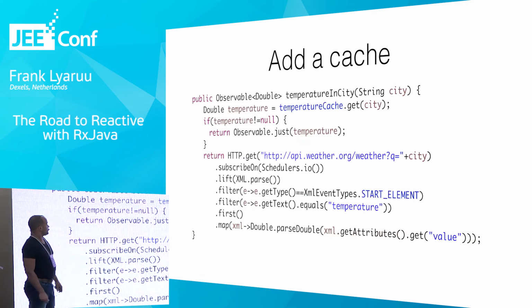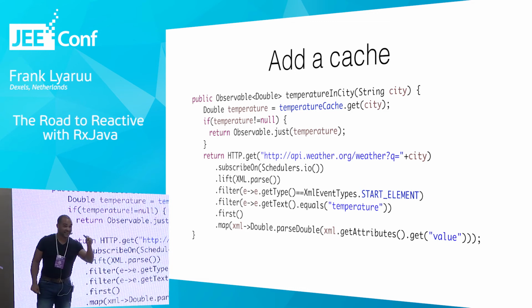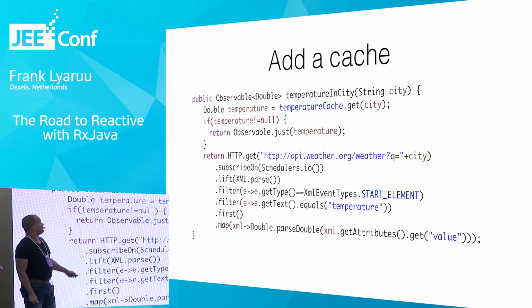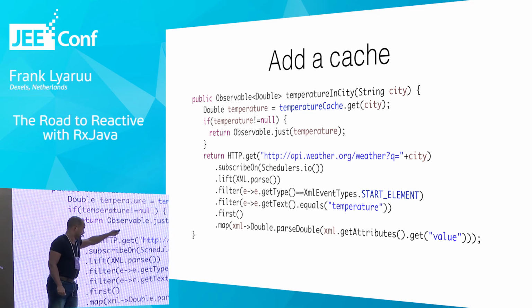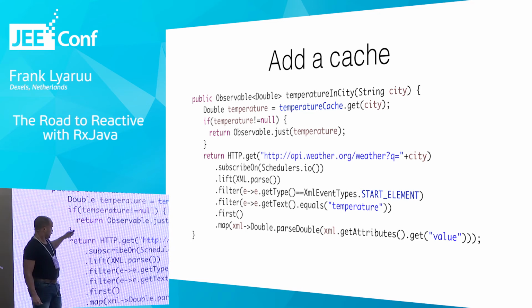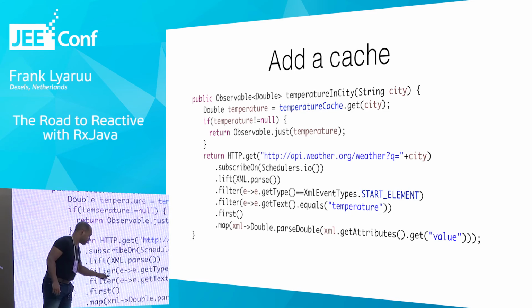This is also an interesting one, if I would add a cache to this. Suppose there's some map with temperatures or something, doesn't really matter. If I have it in the cache, I just use blocking code to return it immediately as a static observable. If not, I schedule it in a separate thread with the non-blocking and return, etc.